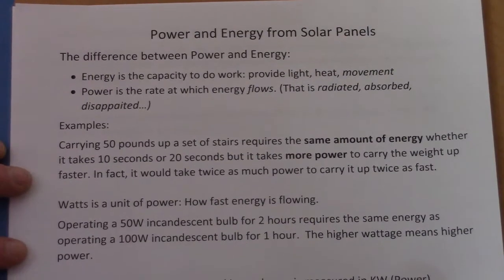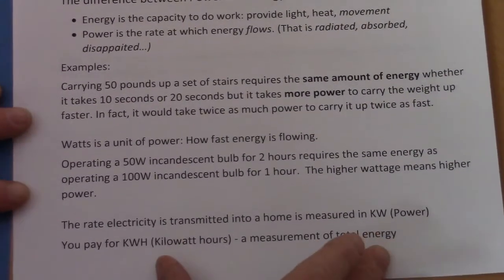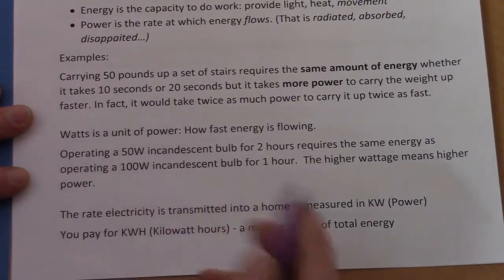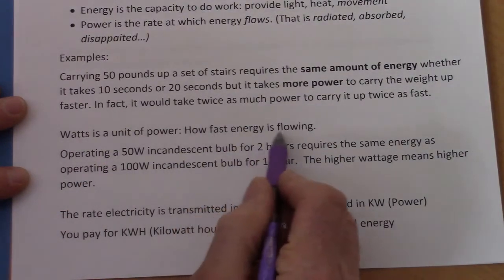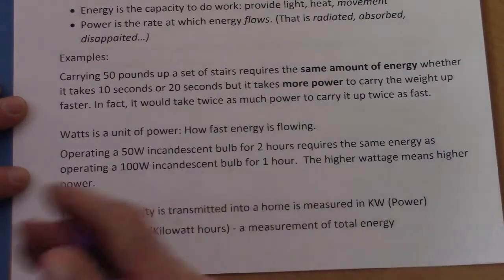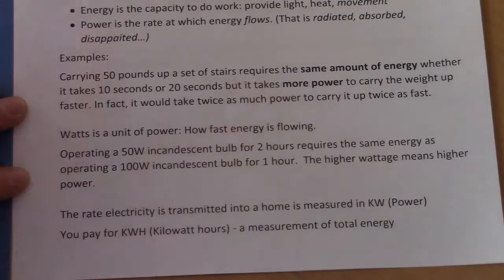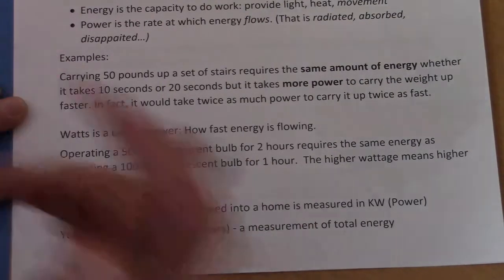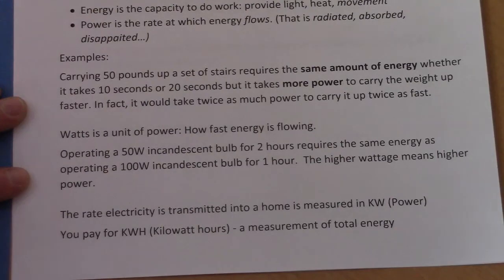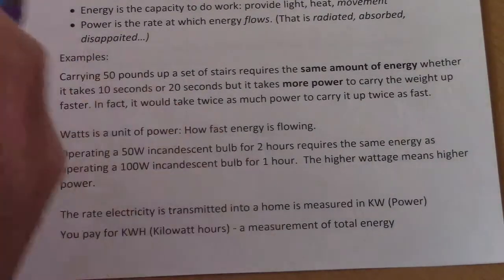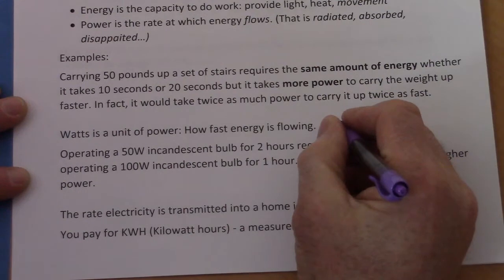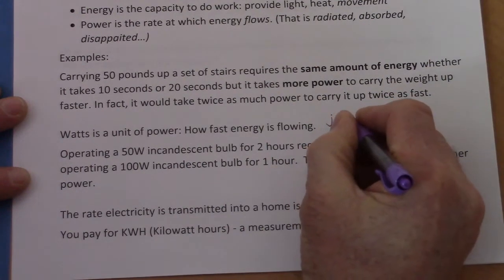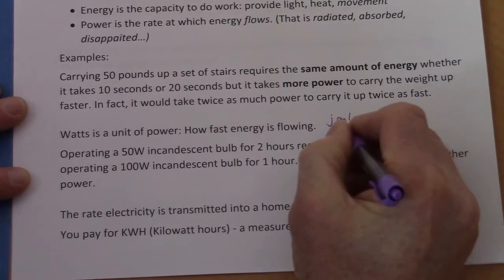So let's talk about the units for power. Watts is a unit of power, and that is how fast energy is flowing. You can think of it as water, in fact, like water through a hose. The faster the water goes through the hose, the faster the energy flows, like a greater power. So it makes sense. More water pushing through a hose in the same amount of time is going to be more powerful. And in energy, we measure that in what are called joules per second.